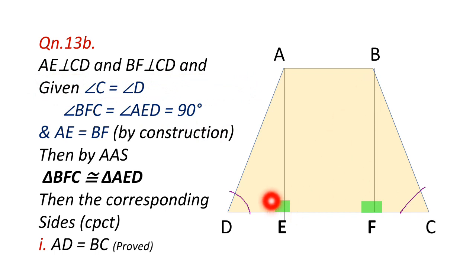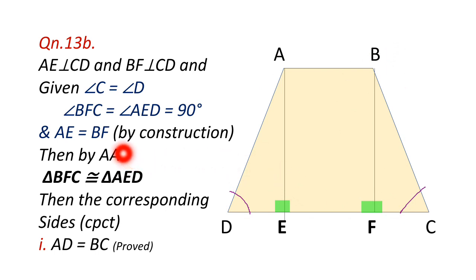If those are perpendicular, then they will make the angle 90 degrees. We can easily say that BFC is equal to 90 degrees, and AED is equal to 90 degrees. Those two angles are 90 degrees, and we are considering this triangle and this triangle in order to prove them congruent. AE is equal to BF. This side AE is equal to BF, because these two lines are parallel to one another, and this perpendicular drawn is the distance between the parallel lines, which is equal. So BF and AE are both equal to one another.